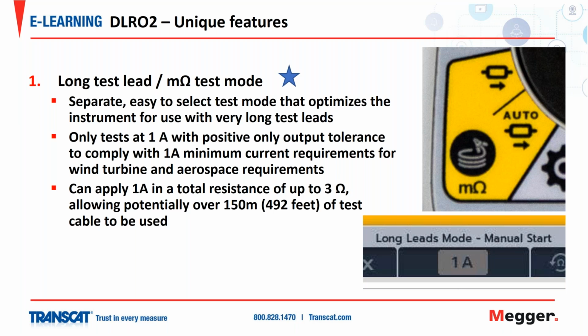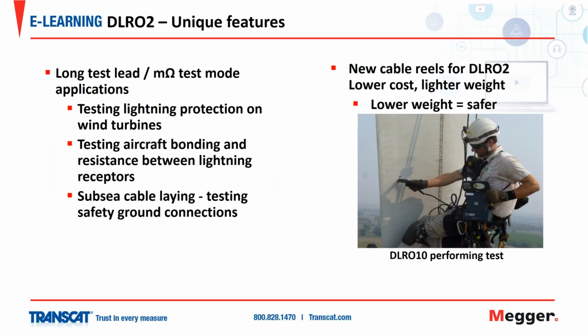So we'll take a look now at the long test lead mode. Again, just a separate, easy to select mode, optimizes the unit to be used with very long test leads. You might ask, why do you need to be able to test with 490 feet of test cable? Here's why. This is one of the main applications for this. Testing lightning protection on wind turbines.